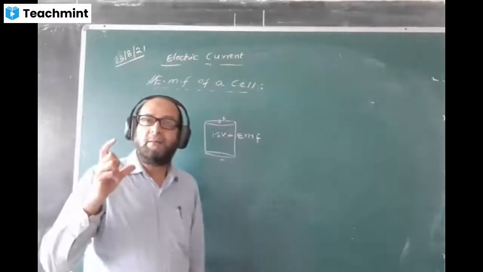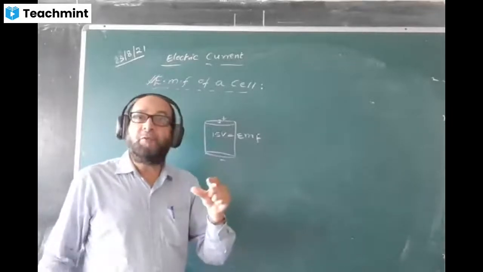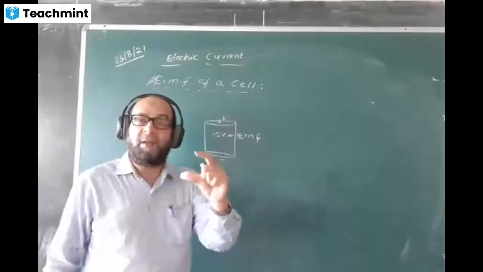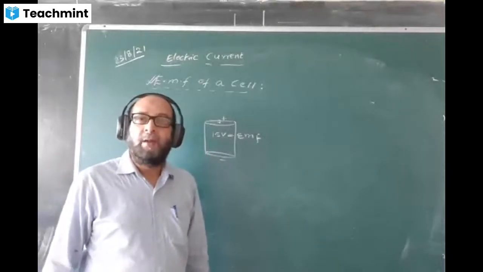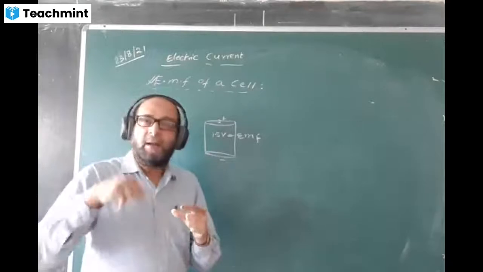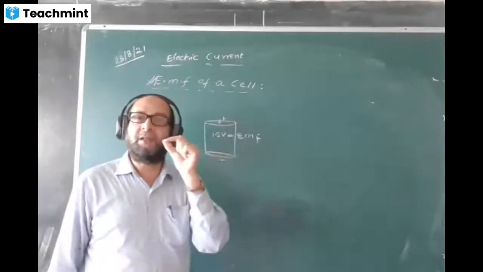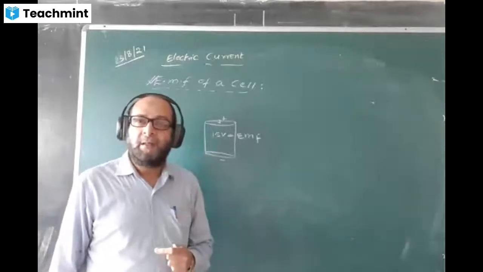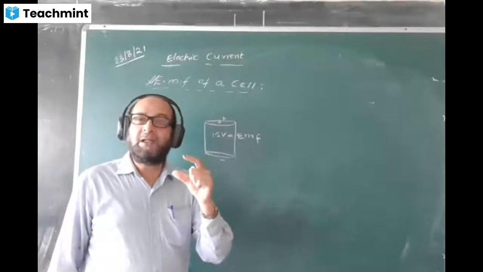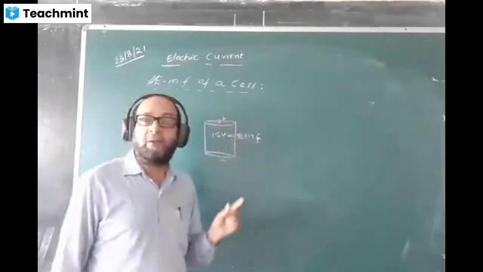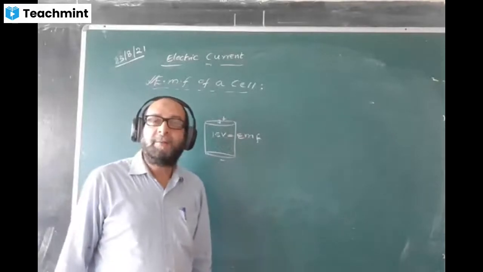Your mobile cell, EMF will be 3.7 volt. Once you fully recharge, then EMF of the cell will be 3.7 volt, the mobile cell I'm talking about. But once you use it continuously, 100%, 90% and so on, it becomes 0%. That means the EMF becomes zero, then the cell is discharged completely. Then again you need to recharge. So whatever is the voltage between the terminals of the cell, when no current is drawn from it, is called EMF of the cell.